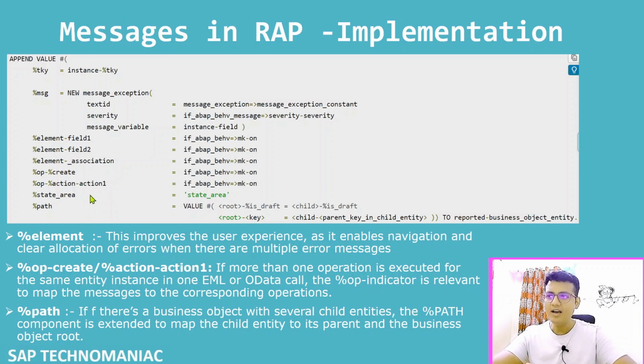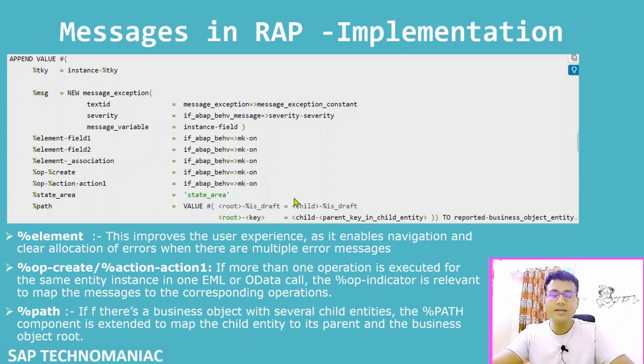The %STATE_AREA is relevant to the state messages. Whenever you pass some state area along with the state messages, as soon as you declare any state area, this message becomes a state message. And you have to pass %TKY obviously if you are creating the state message, and those messages will be saved in this particular state area. This is not relevant to the transition messages; for state messages you have to pass it. Once you pass this value, it will become the state message.